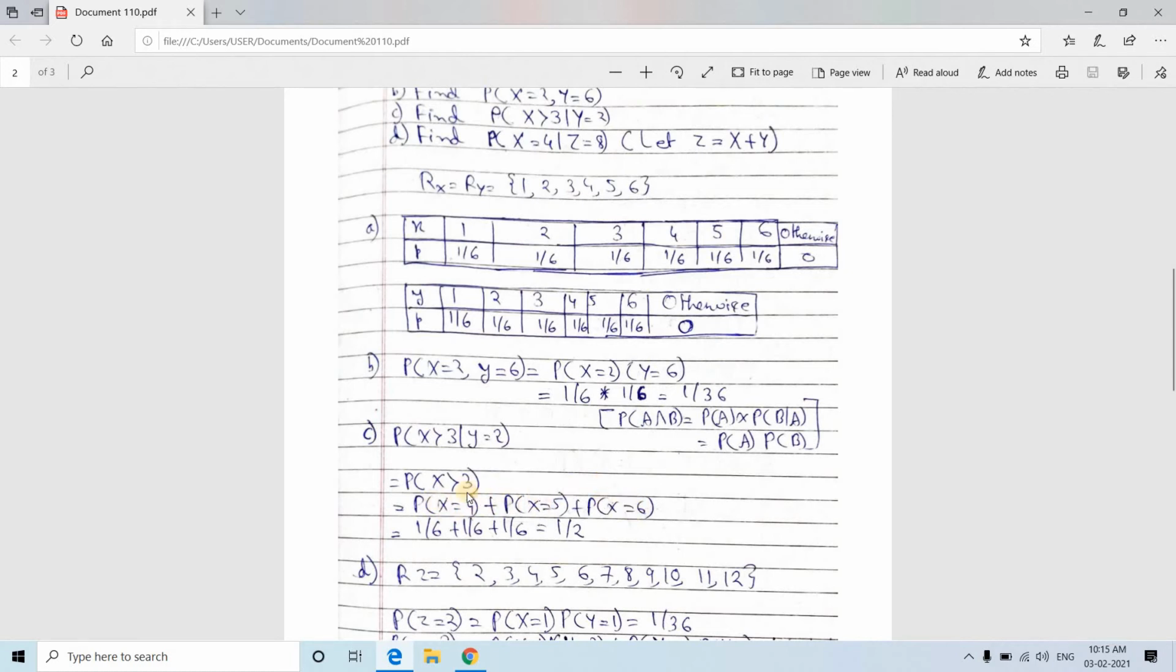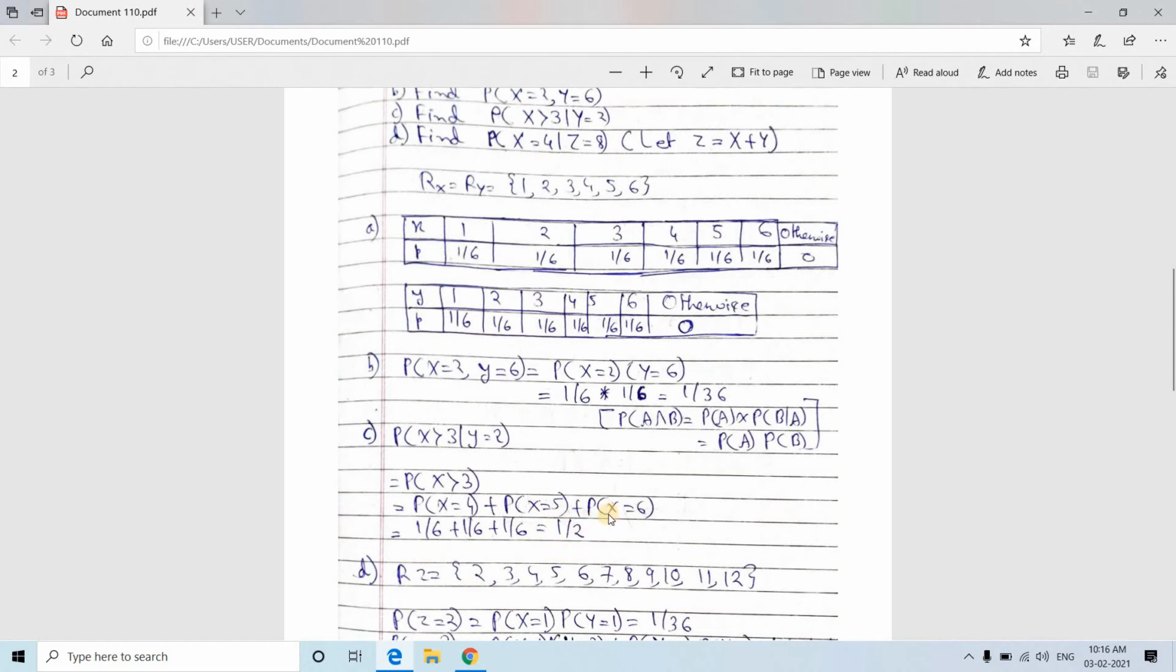Now what is the probability of x giving output 4? 1 by 6. What is the probability that x will give output 5? 1 by 6. What is the probability that x will give output 6? 1 by 6. So 1 by 6 plus 1 by 6 plus 1 by 6, that is 3 by 6, which is 1 by 2.